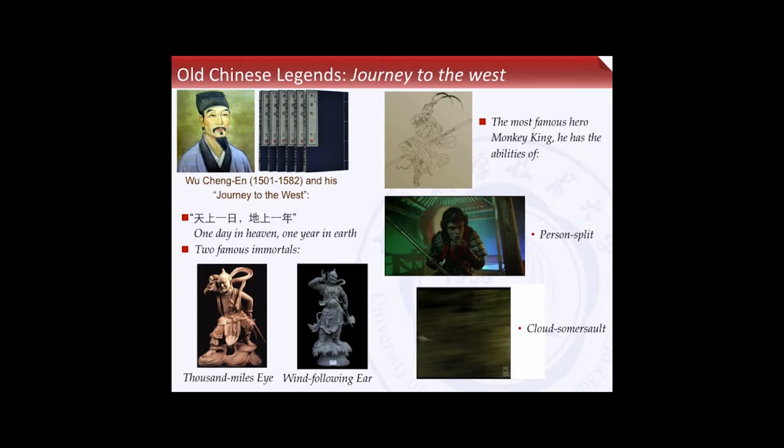In this novel, there are also many different kinds of immortals who can listen thousands of miles away and who can see thousands of miles away. And the Monkey King can split into thousands or tens of thousands of monkeys to do the fighting. He can also travel 10,000 kilometers away in a second.